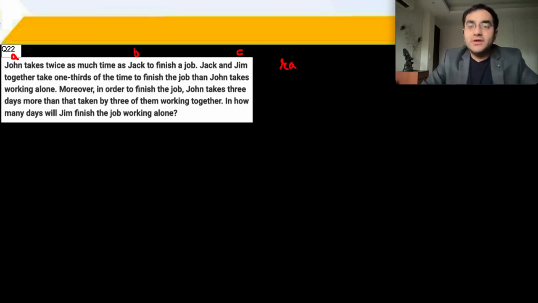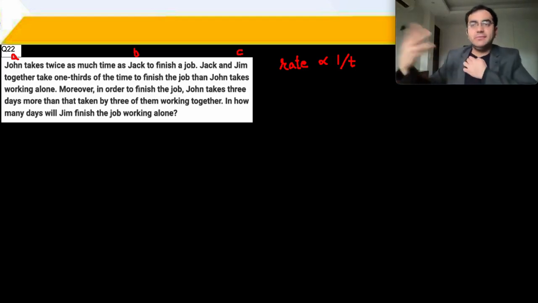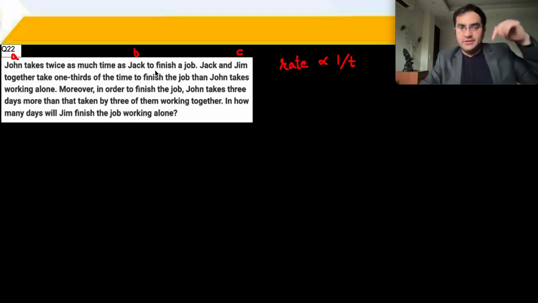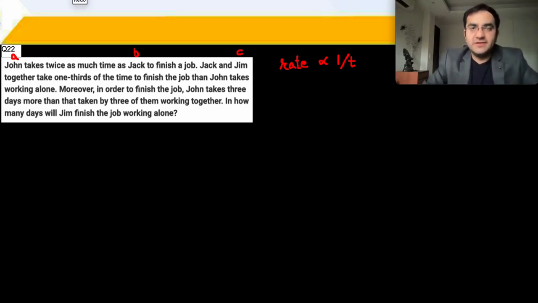Now, the rate of work is inversely proportional to the time taken, right? If you're taking more time, your rate of work is less. If you're taking less time, rate of work is more. Obviously. Okay? So John takes twice as much time, double the time, because he is half as efficient. A is half as efficient as B. A is B upon 2.